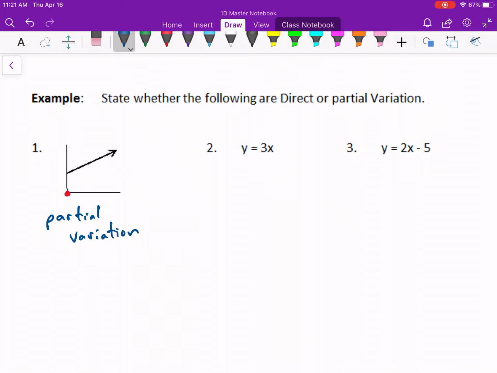If we're looking at an equation, we're looking for, does it have anything after the x? If it's in this form, y equals mx, is there anything after the x? In the first case, there's nothing after the x. That makes it direct variation. In number 3, there is something after the x. It's a minus 5. So we could think of that as adding minus 5 to this equation. It doesn't matter how you think about it. There's something there. That makes it partial variation. And that is it for this lesson.